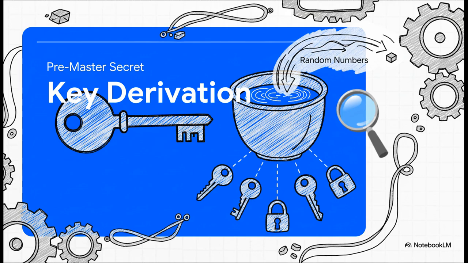Now, that initial secret they create, the pre-master secret, isn't actually what they use to encrypt your data. Think of it like a seed. They take that seed, mix it with some random numbers they also shared, and from that, they derive a whole new set of keys that are used only for this one single session.